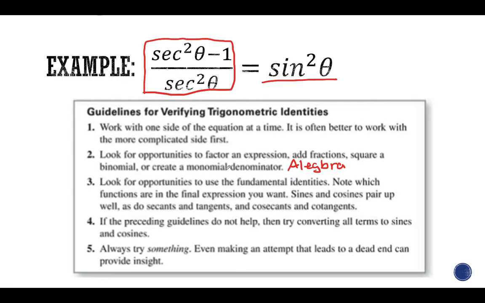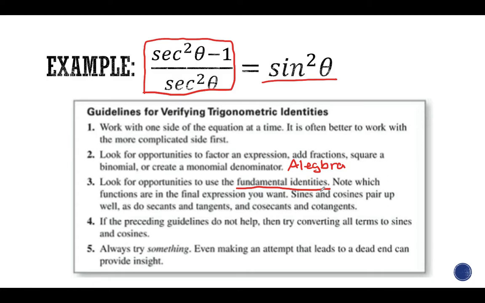Now, guideline number 3 says look for opportunities to use the fundamental identities, right? So just like yesterday when we were simplifying, we were noticing like, hey, this is an identity. I can simplify this down. So we would utilize those identities, and we're going to want to do that same thing again today.